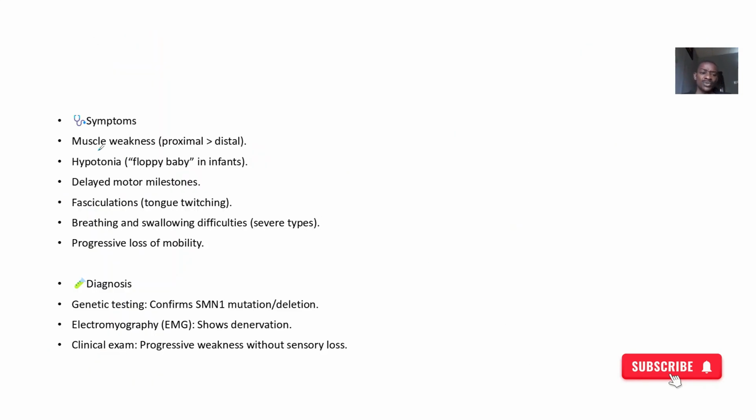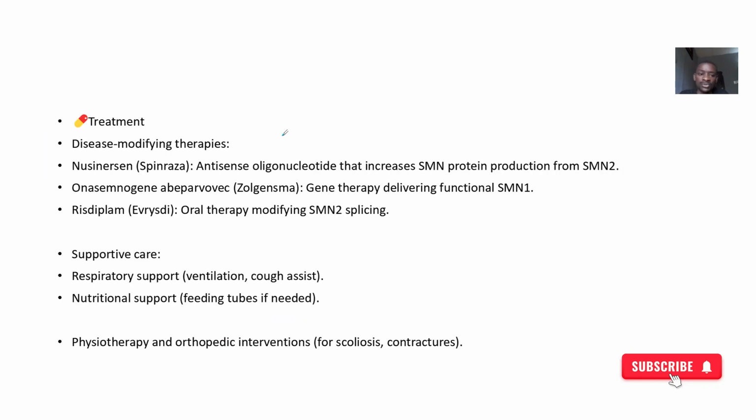So the general symptoms are muscle weakness, hypotonia. If it's in a baby, the baby is floppy, weak. Also delayed motor milestones, fasciculations, breathing issues, swallowing issues, progressive loss of mobility. You diagnose it by confirming that there's a mutation in the SMN1 gene. Then electromyography, where you are trying to see how the muscles and the nerves are still communicating. Then clinical examination.